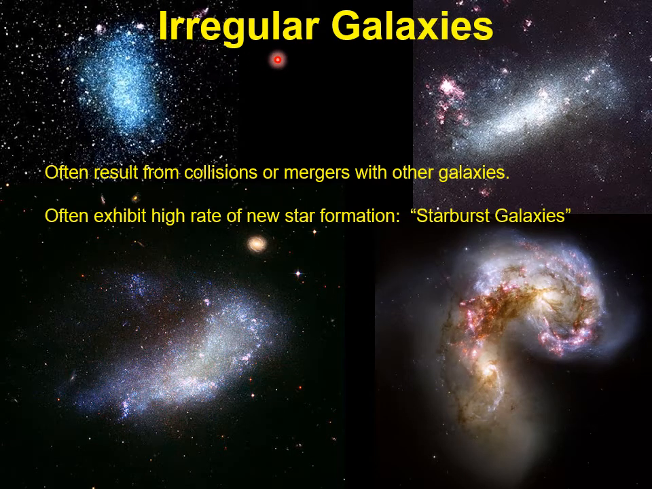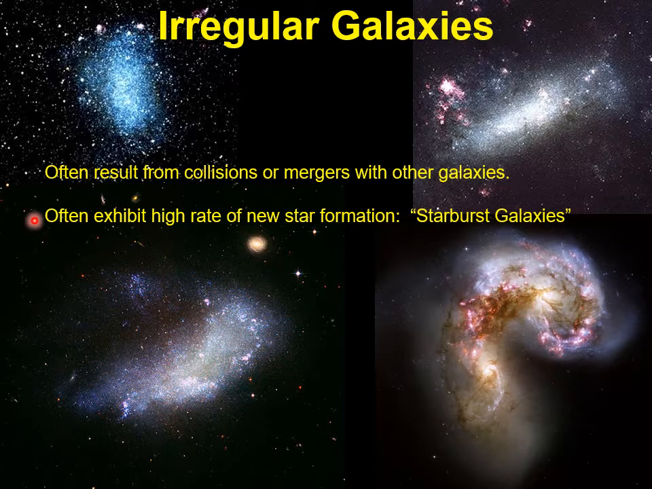Let's start with the irregular galaxies. Here's a nice collage of 4 different irregular galaxies that were imaged by the Hubble Space Telescope. And because they're irregular, you can see that they all look very different from each other. It's thought that these irregular galaxies result from collisions or mergers with other galaxies. And this is very evident when you see a picture like this, where 2 galaxies are actually interacting with each other, and that distorts the shape into something that's irregular. We'll talk about galaxy interactions later in this lecture.